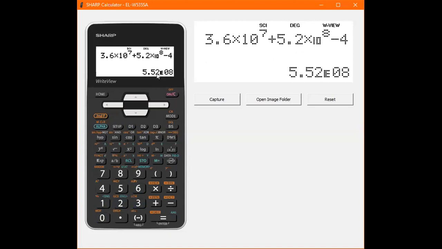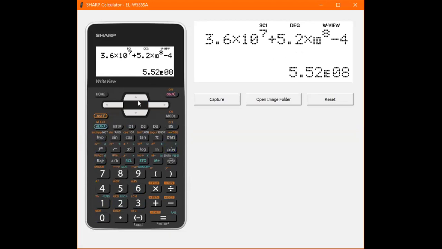You can see our solution is then written with an E. That's why I introduce it here as well. It just means times 10 to the power of, and then our exponent is the 8. So just a different way to read it.